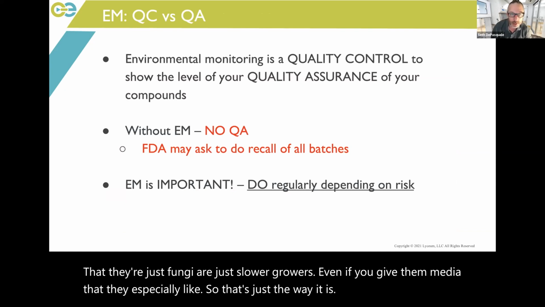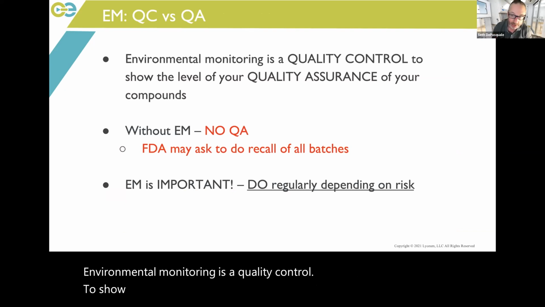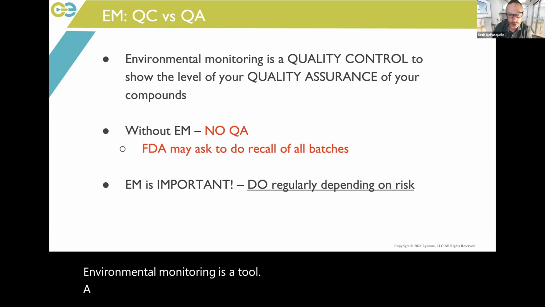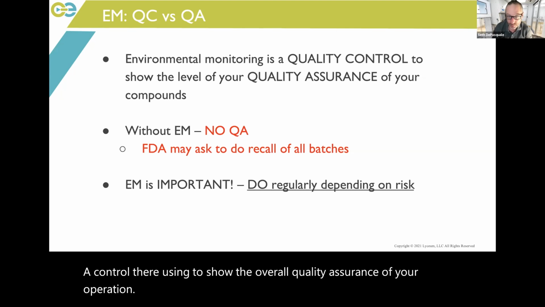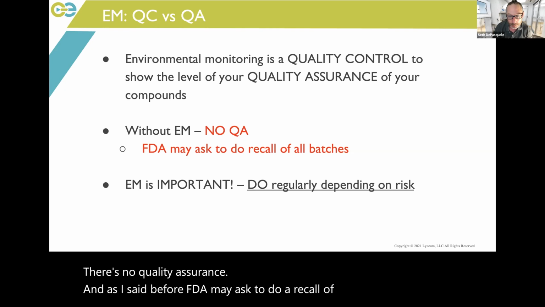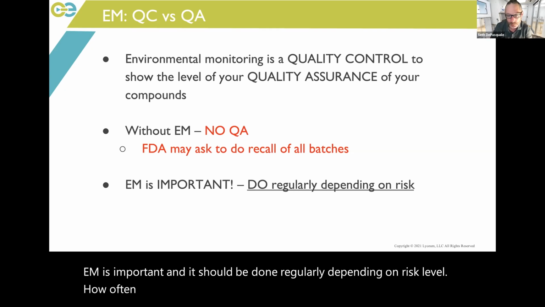Environmental monitoring is a quality control to show the level of quality assurance of your compounds. So that's the difference between QC and QA. Environmental monitoring is a tool, a control that you're using to show the overall quality assurance of your operation. Without EM, there's no quality assurance. And as I said before, FDA may ask for a recall of all batches. EM is important, and it should be done regularly, depending on risk level. How often is going to be dictated by risk.